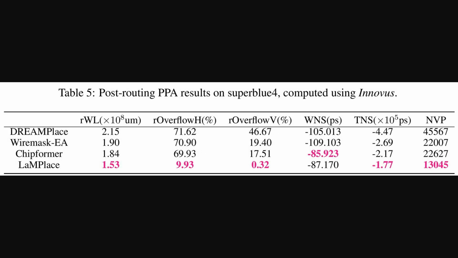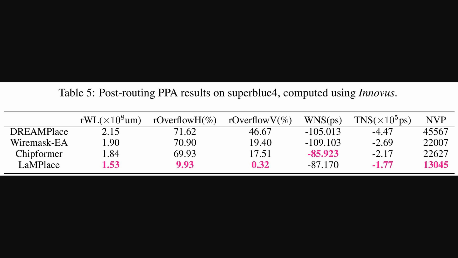Alright, and to put some hard numbers to those visual improvements, this table shows the post-routing PPA results. That's power, performance, and area. Key chip design goals, for a specific test case called Super Blue 4 feet. We see comparisons for routed wire length, those congestion metrics again, like routed horizontal and vertical overflow, and the crucial timing figures, worst negative slack and total negative slack, along with number of via poly, which relates to connection complexity.